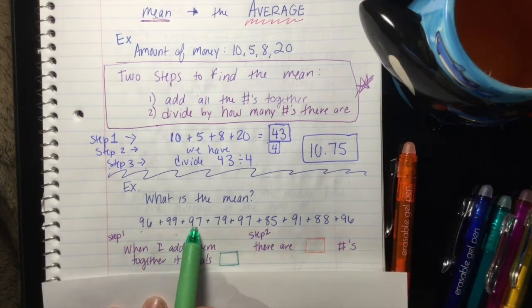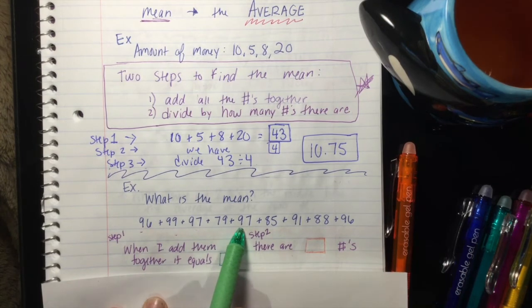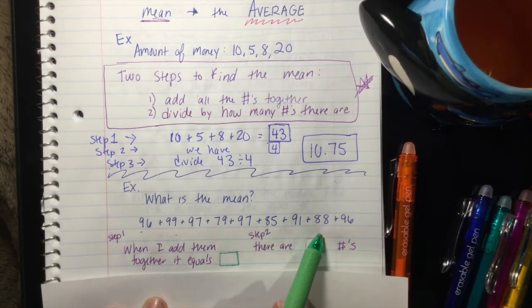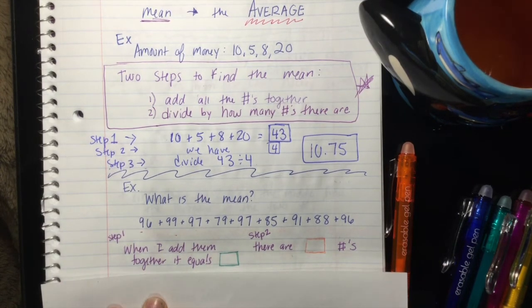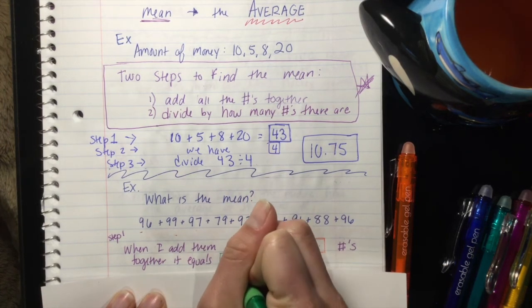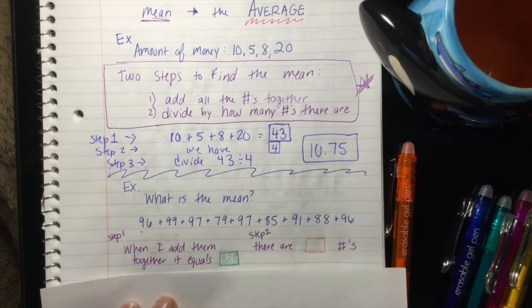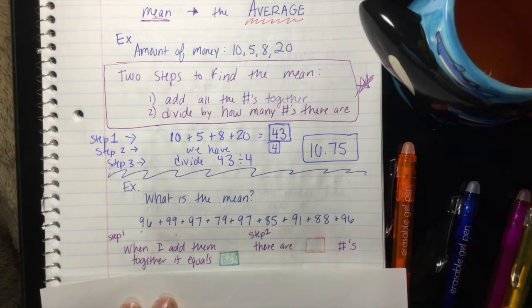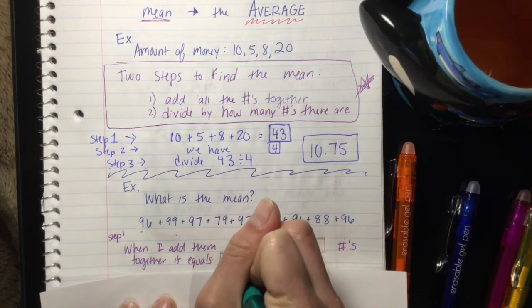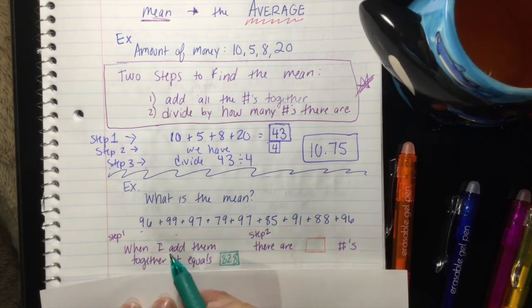96 plus 99, 97 plus 79 plus 97, 85, 91, 88, 96. So it seems like a lot of numbers, and you might even have to add it up twice to make sure that you have the same numbers. When I added those numbers up together, I got 828. Okay, so that's step 1.